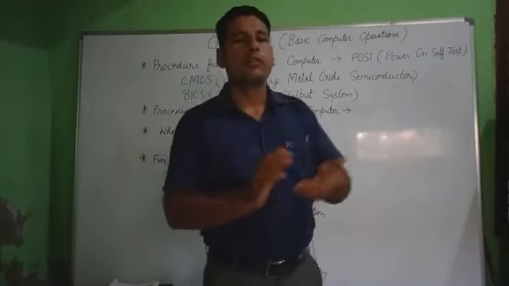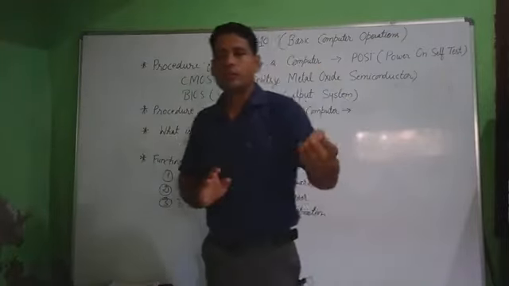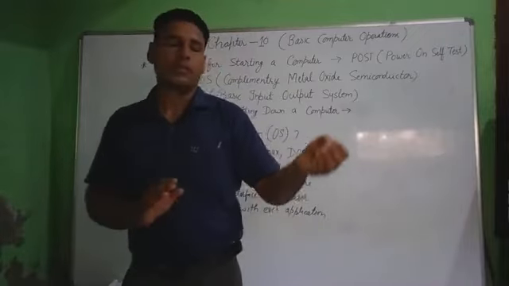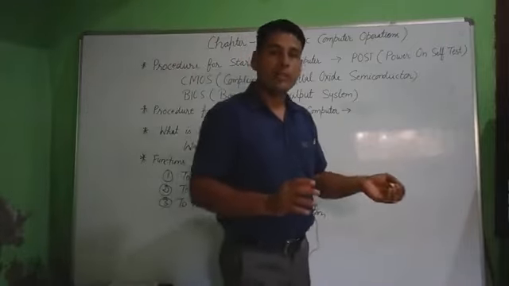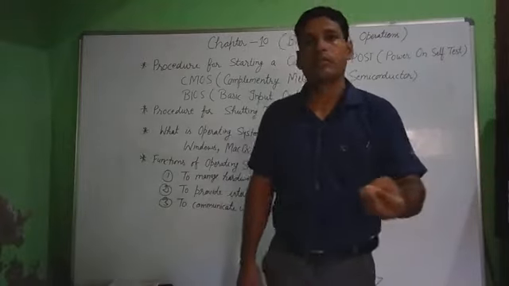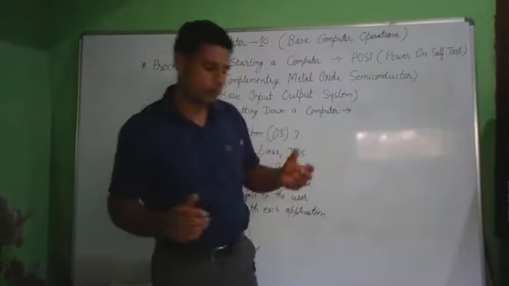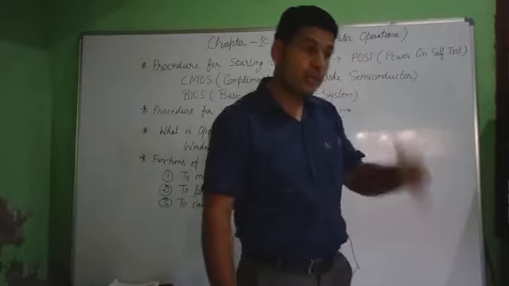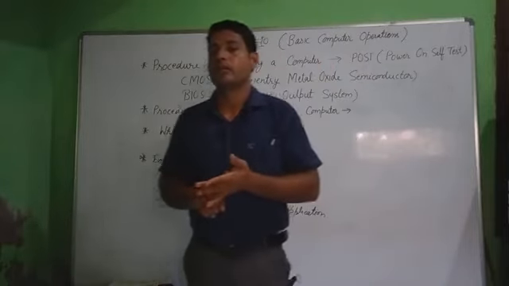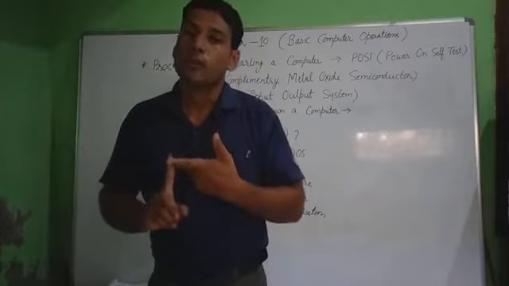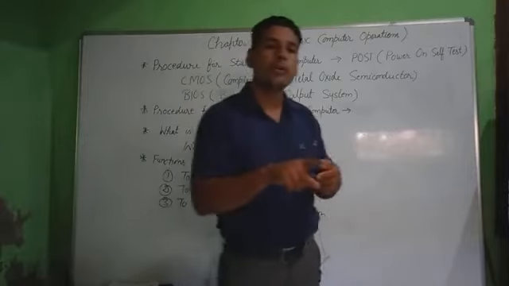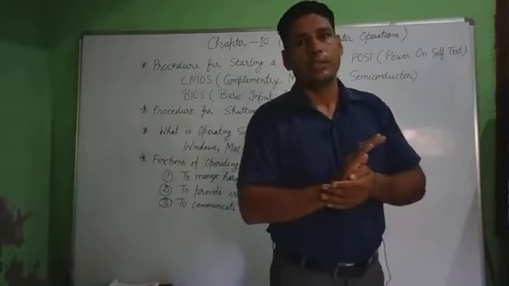Next is the procedure for shutting down a computer. Basically, what do we do? We click on the start button, we click on the power option, we click on the shutdown button. Our computer will shut down. But what is the procedure in between? You have to close all those files which you have opened, or you have to save those files.